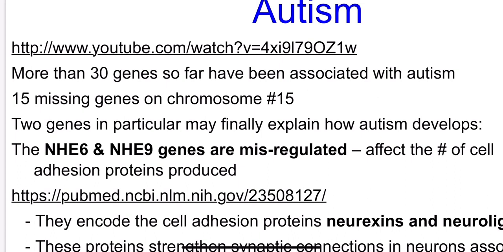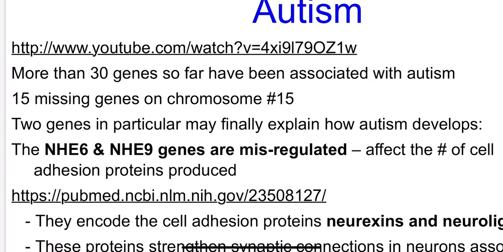But what I do want to highlight here in this short explanation of what is scientifically known about autism is the genetic component that has been elucidated. So far, more than 30 genes have been associated with autism, and these are from many different studies that have been done during the last 15 to 20 years. What is very noticeable is that specifically on chromosome number 15, there seem to be 15 missing genes between all the individuals that they have studied thus far.